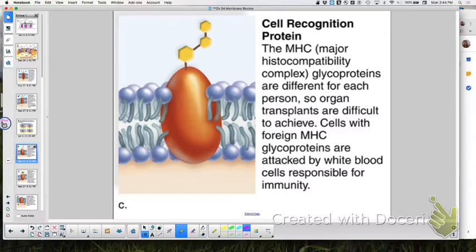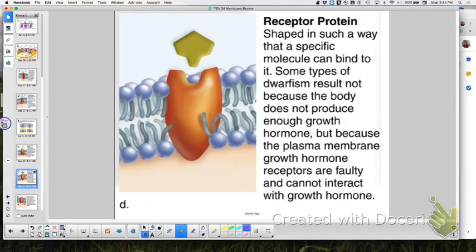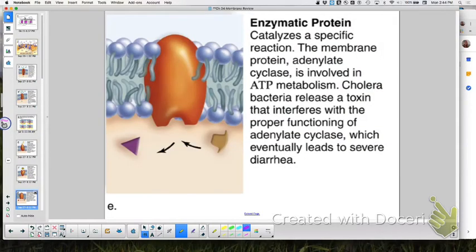Okay, channels, carriers, cell recognition. What's the next one? Receptors. So a receptor could be a receptor for a hormone or some other signal to turn that cell on, turn that cell off, or to open up another channel. So receptors, like all proteins, are very, very specific. Okay, and then your next one is, so we said receptor, then what?